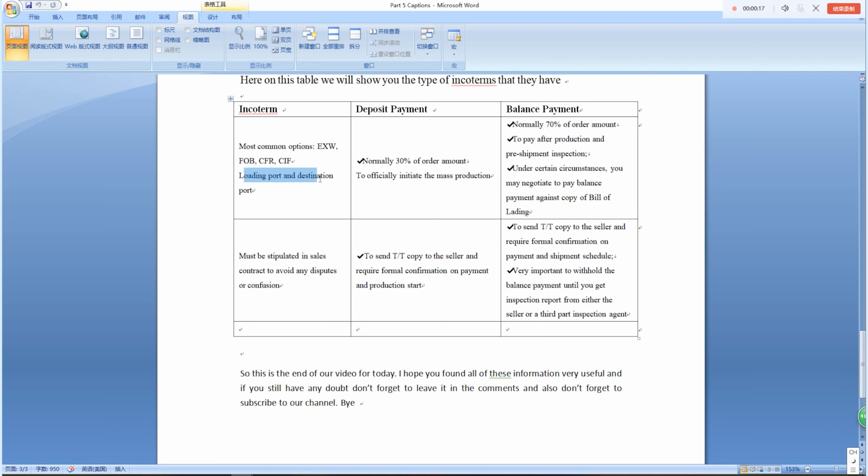The deposit payment, normally 30% of order amount, to officially initiate the mass production. The balance payment, normally 70% of order amount, to pay after production and pre-shipment inspection. Under certain circumstances, you may negotiate to pay the balance payment against a copy of the bill of lading. The Incoterm must be stipulated in the sales contract to avoid any disputes or confusion. The deposit payment: send the telegraphic transfer copy to the seller and require formal confirmation on payment and production start. Balance payment: it's very important to withhold the balance payment until you get the inspection report from either the seller or a third-party inspection agent.